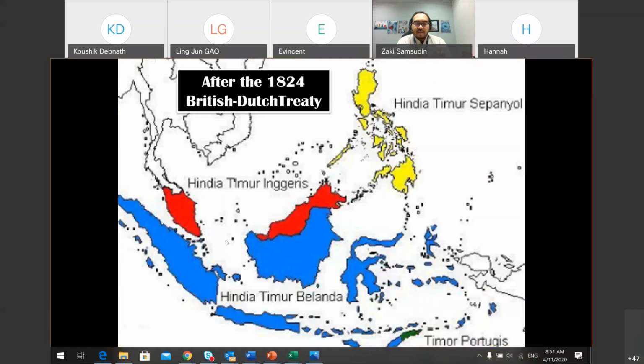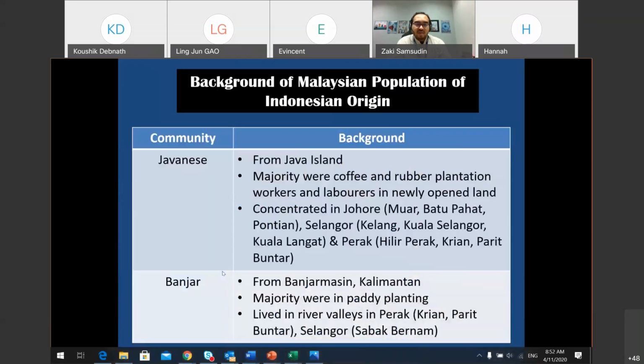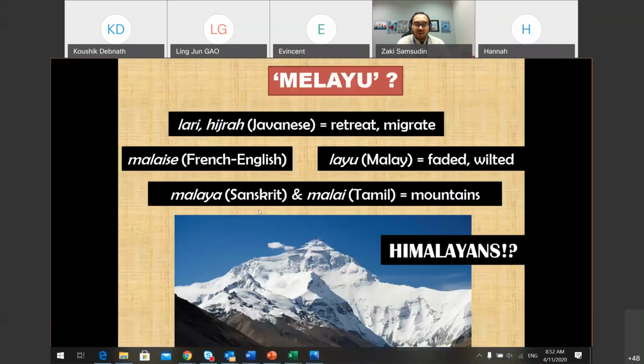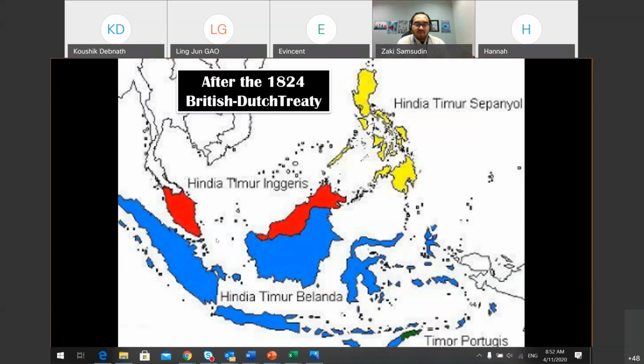All right. Now I've shown this diagram before to show how we have been divided as modern nation states today, because of the 1824 British Dutch Treaty, which divided the territories in this region of the Malay archipelago. Some were given to the British, some to the Dutch, and the areas that we have in the Philippines today were left for the Spanish and eventually the Americans. So that is basically the reason why we have our countries today.